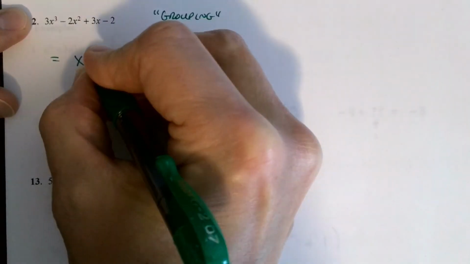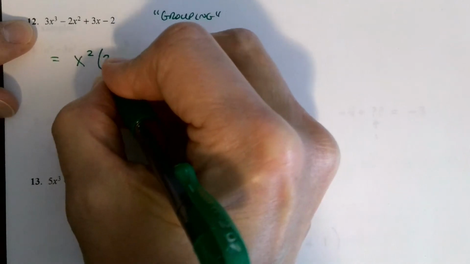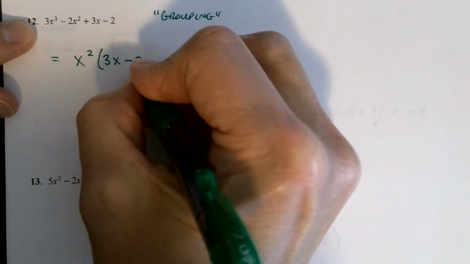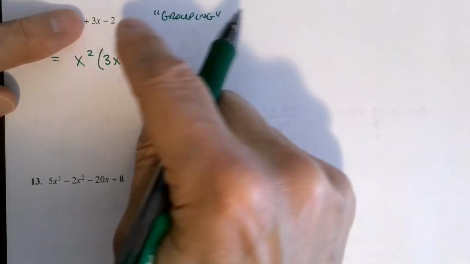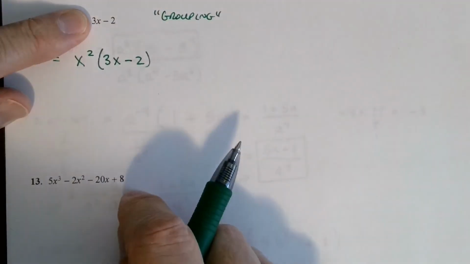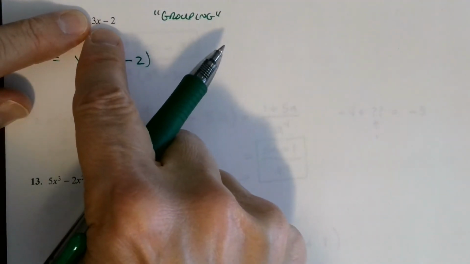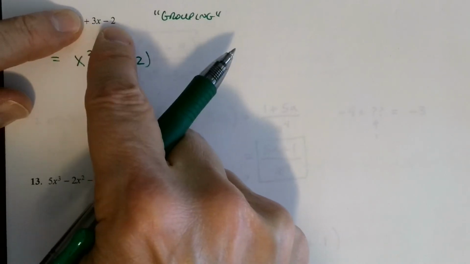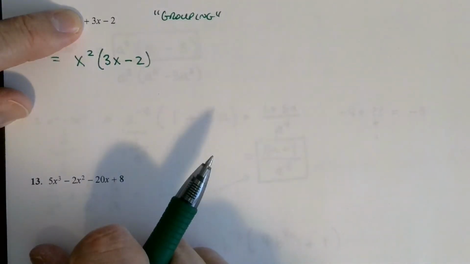I can factor out an x squared, and what's that leave me? 3x minus 2 from just the first two. But what about from the next two? Is there anything I can factor out of there? You say, well no. 3x and a negative 2 plus 3x and a negative 2. There's nothing I can factor out of that.